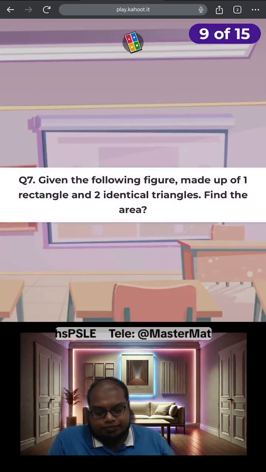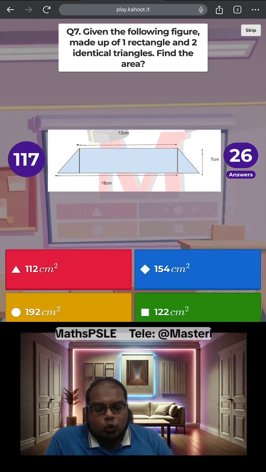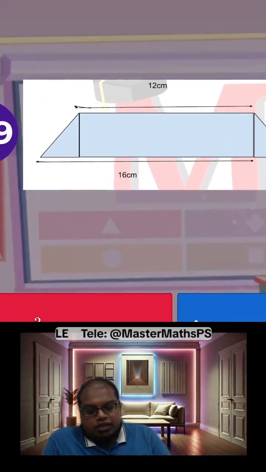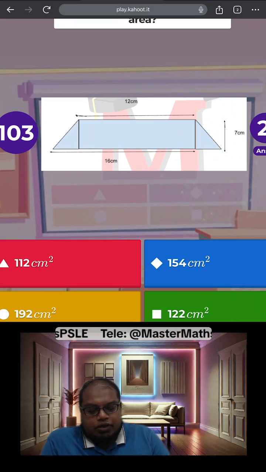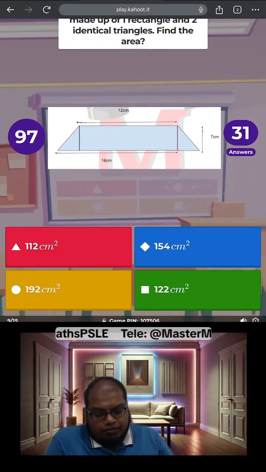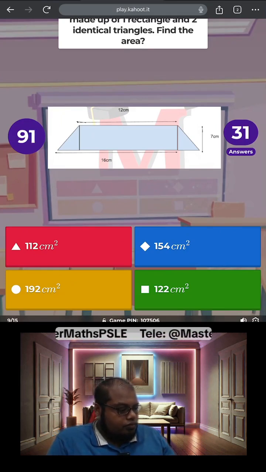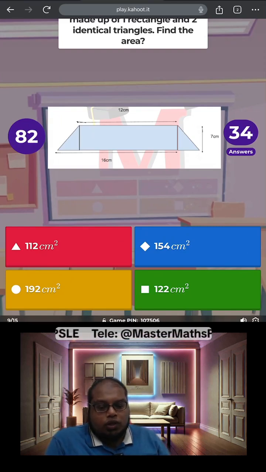Given the following figure made up of one rectangle and 2 identical triangles, find the area. If you see here, the 16 is the measurement of one triangle and one rectangle, and the 12 is the measurement of the rectangle only. We need to find the area of this whole figure.